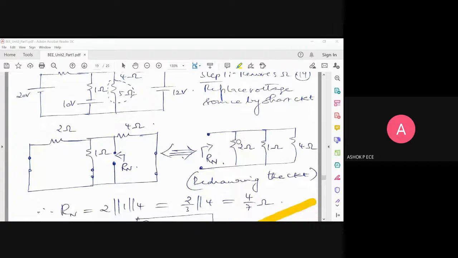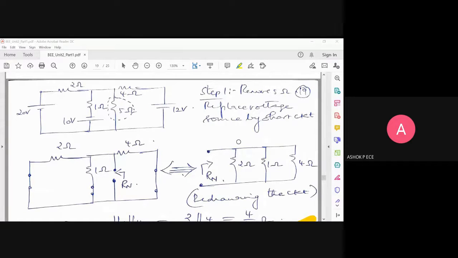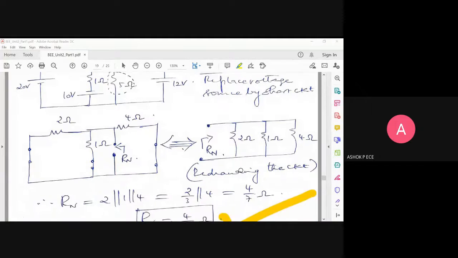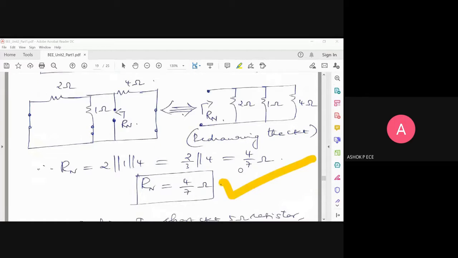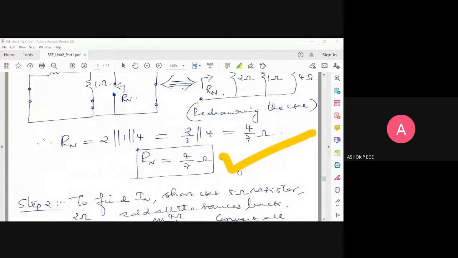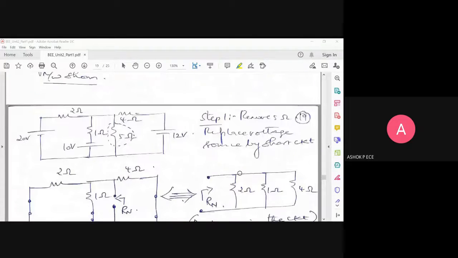The RN is 4/7. I have redrawn the circuit. See, 2, 1, 4 will be in parallel. So now it should be clear. All are in parallel, so 2 parallel to 1 parallel to 4 is going to be 4/7 ohms. Now step 1 is over.